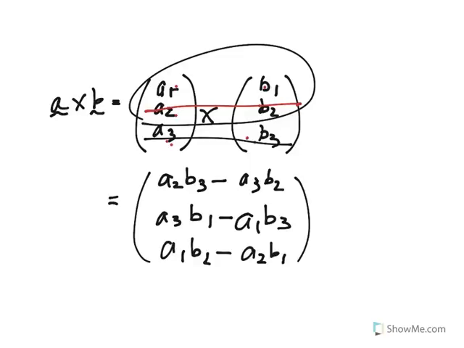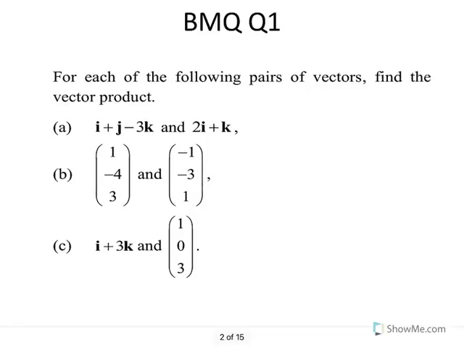Now if you forgot how to do the vector product, you can look for my other video. I have a video on doing vector product. Okay, then quickly, let's look at question 1a. In 1a, we have 1, 1, negative 3. Let's write this in vector form: 1, 1, negative 3, and this is 2, 0, 1.